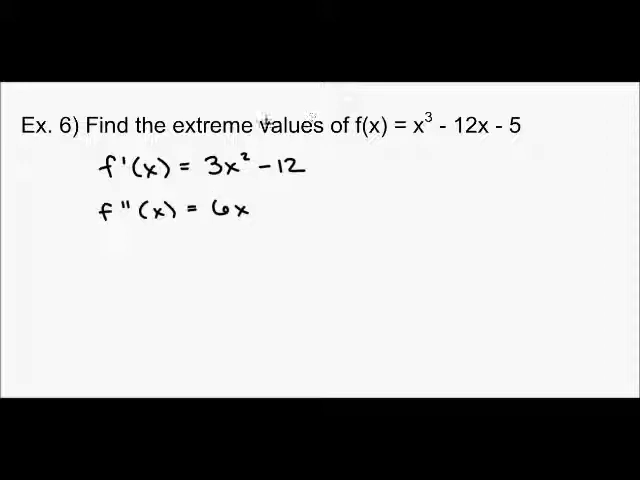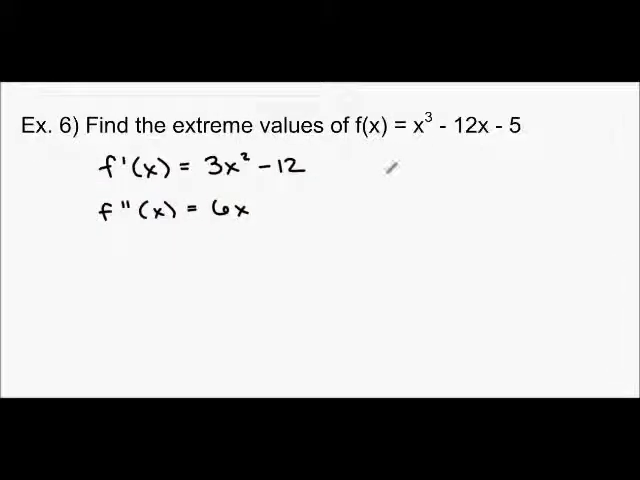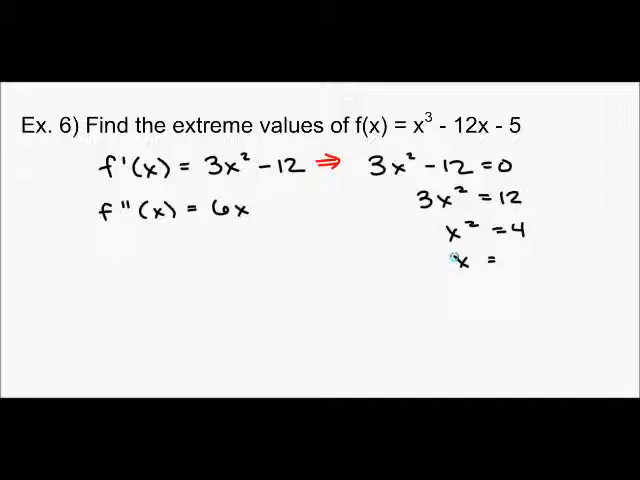Okay, the points that we're going to evaluate with this are our critical points. So it's what we find when we set the first derivative equal to 0, as you can see here. So first derivative equals 0, and then for the second derivative we're looking for its sign, plus or minus. So let's take our first derivative and set it equal to 0. 3x squared is 12, so x squared is 4, so x is plus or minus 2.